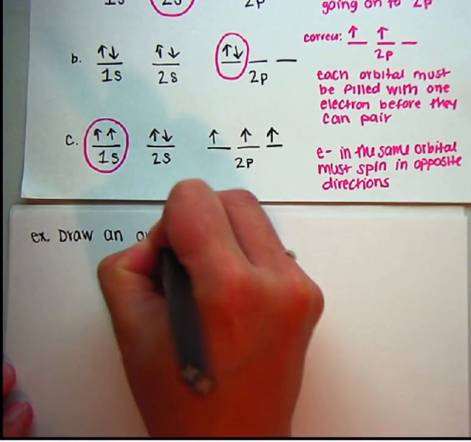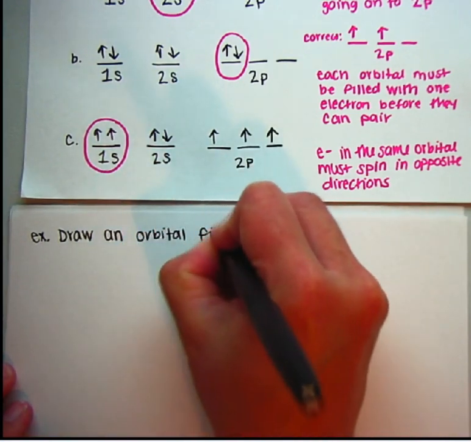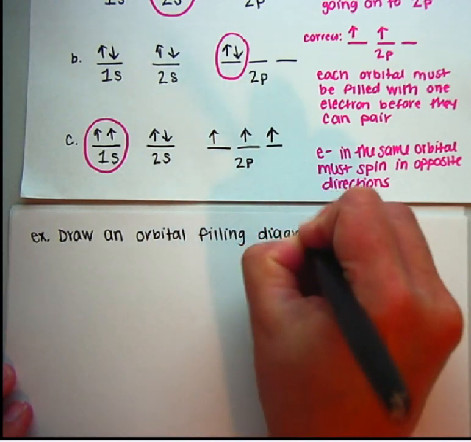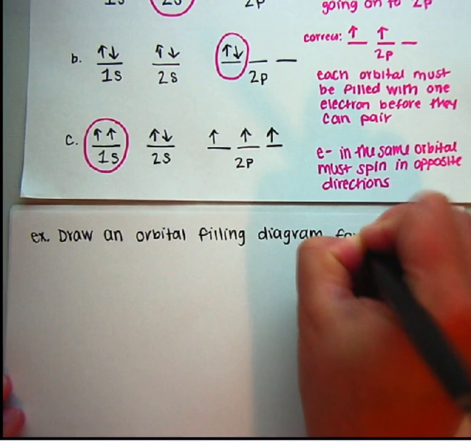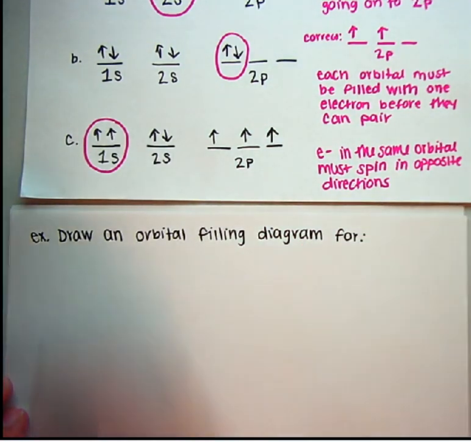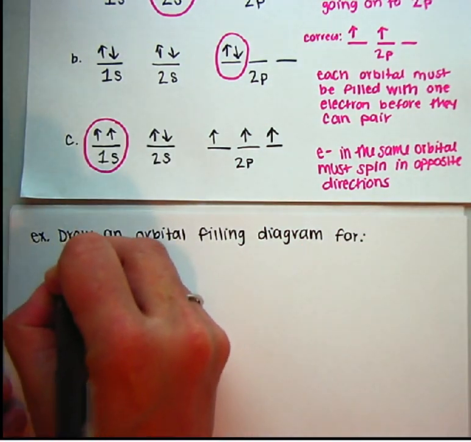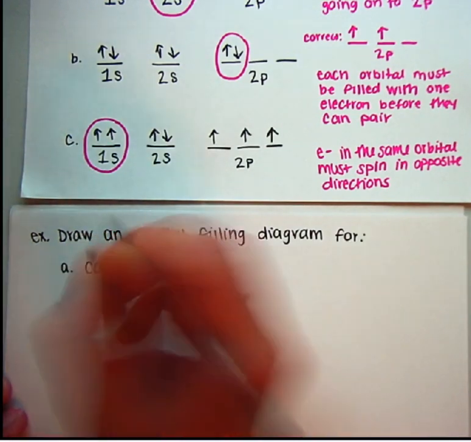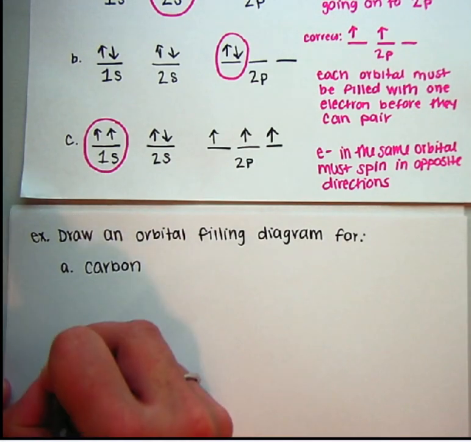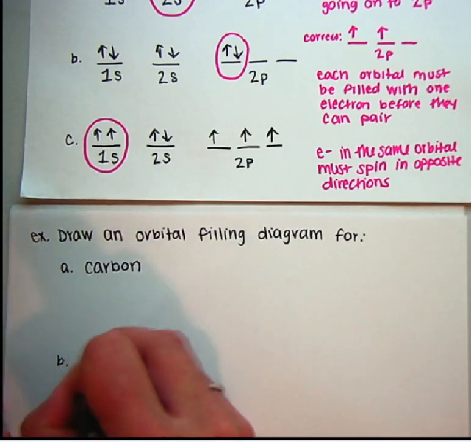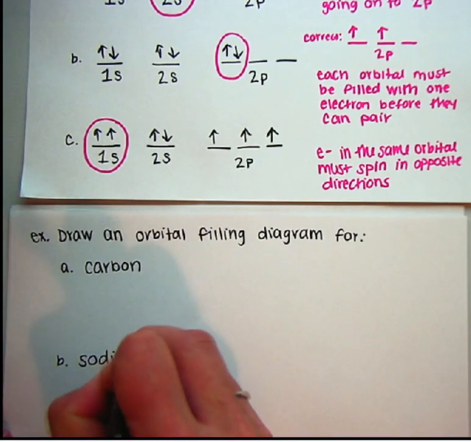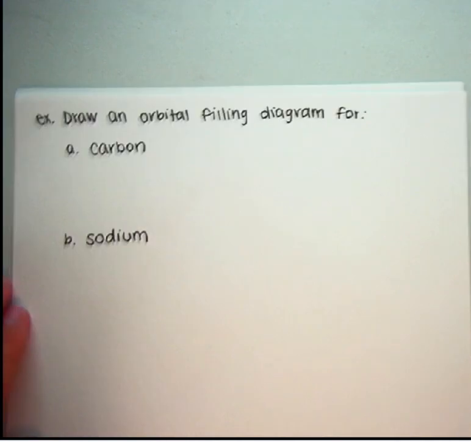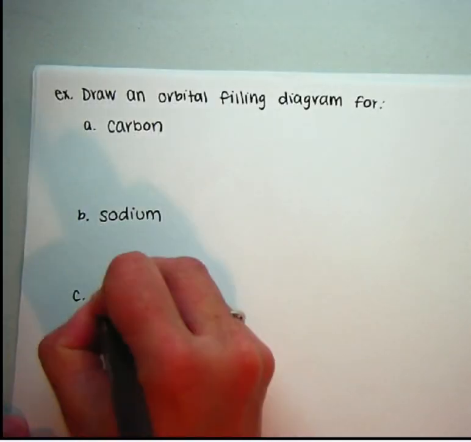Draw an orbital filling diagram for, let's do carbon, sodium, and let's do an ion.